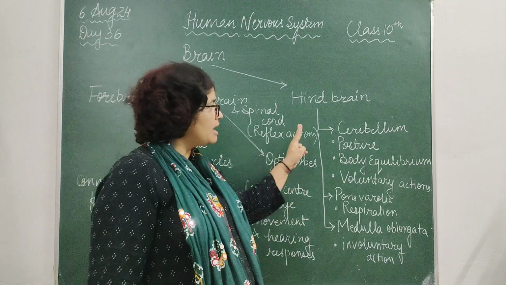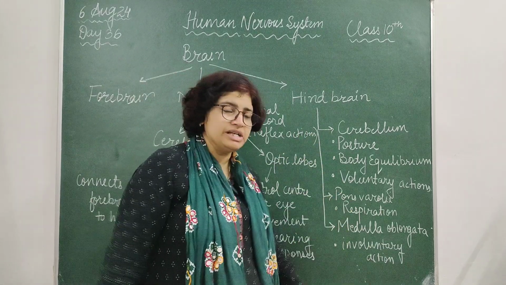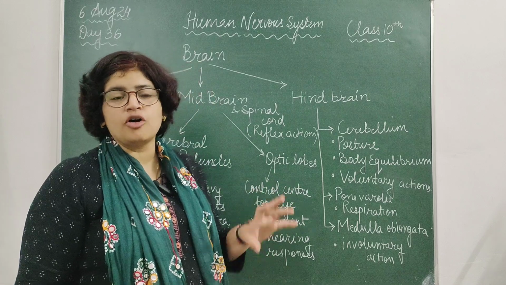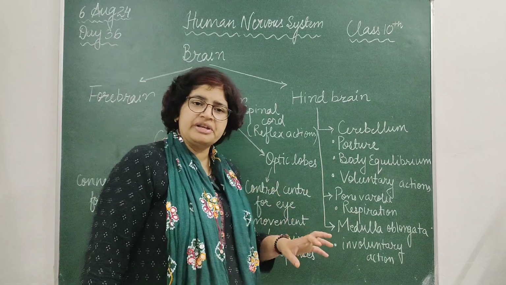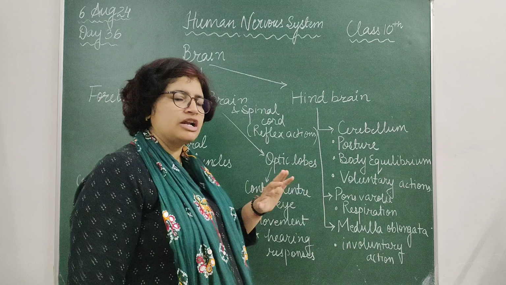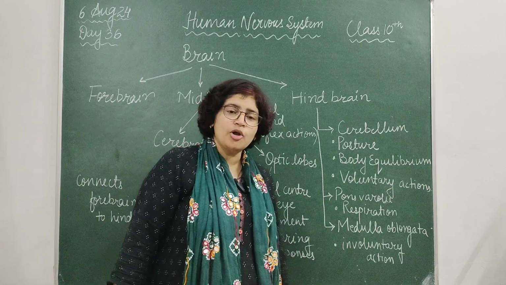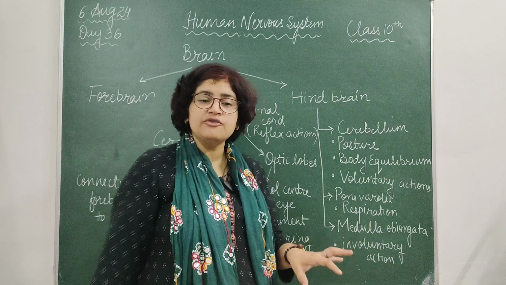The second important part of the hindbrain is the pons varolii. It only controls a few aspects of respiration. Respiration, inhalation and exhalation, is controlled by pons varolii. Next is the medulla oblongata. It is meant to control your involuntary actions.